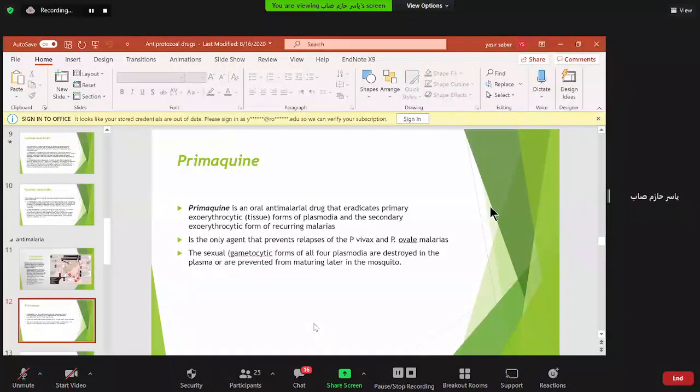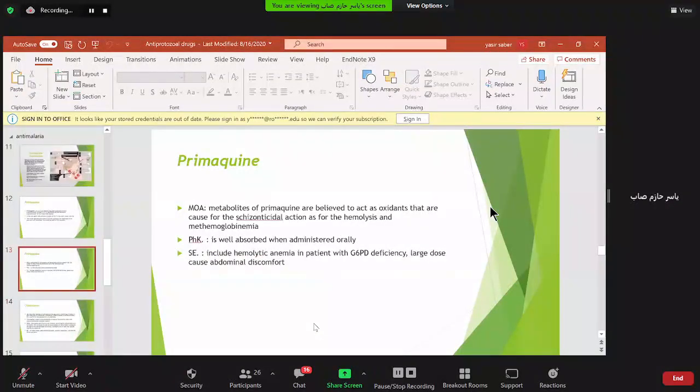Mechanism of action: a metabolite of primaquine is believed to act as an oxidant that causes the schizonticidal action, as well as hemolysis and methemoglobinemia. It is well absorbed when administered orally. Side effects include hemolytic anemia, especially in patients with G6PD deficiency. Large doses can cause abdominal discomfort.